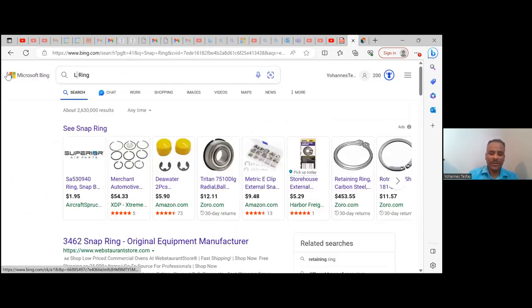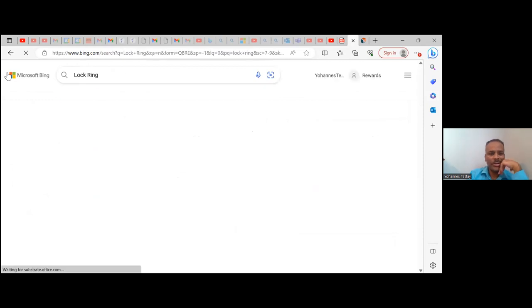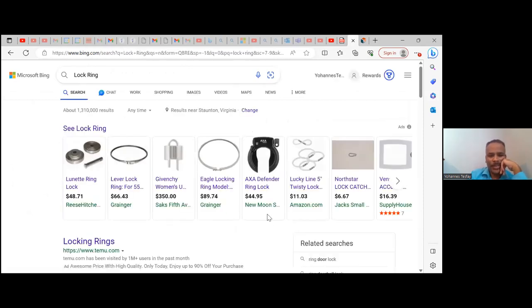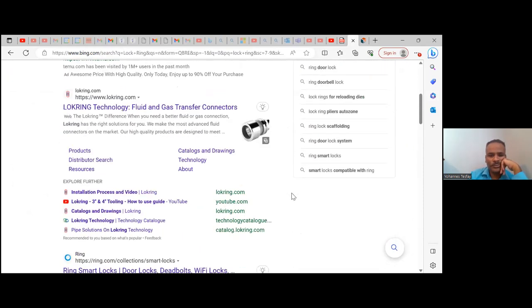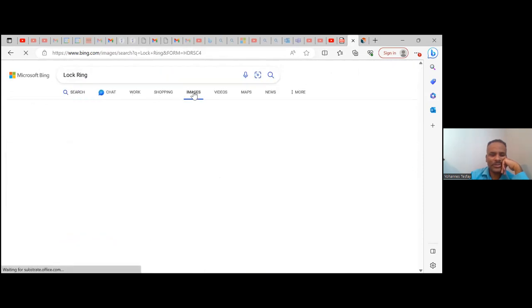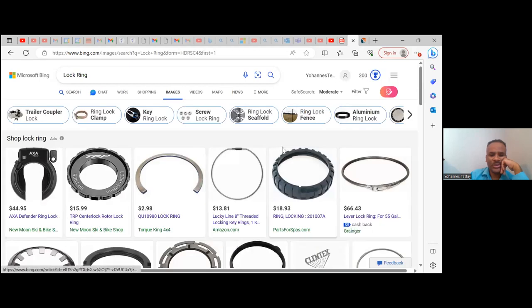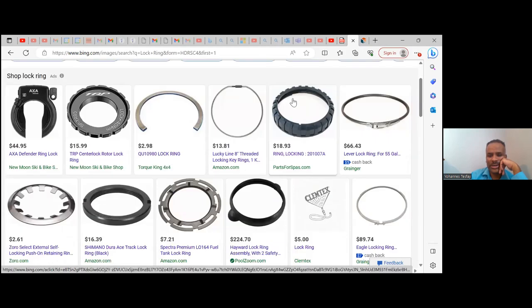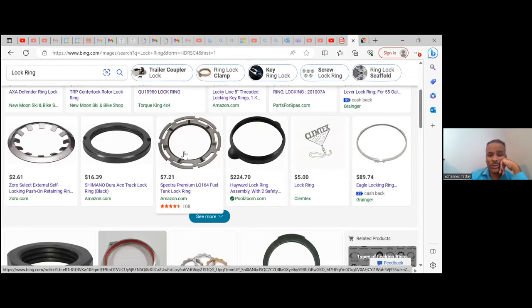Lock ring, okay, lock ring is going to be some design. Okay, some design, so those are not... this is a kind of lock ring. By the way, this is a lock ring. Now how these work, this lock ring for example.